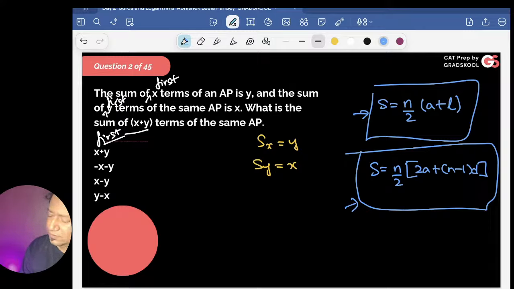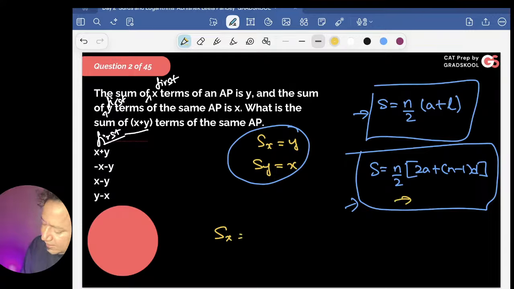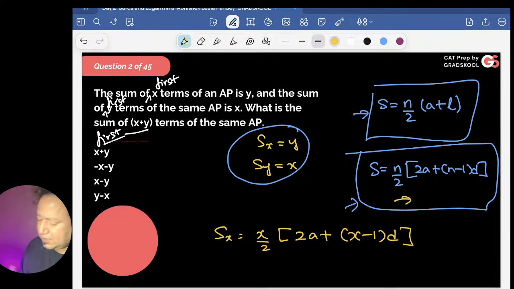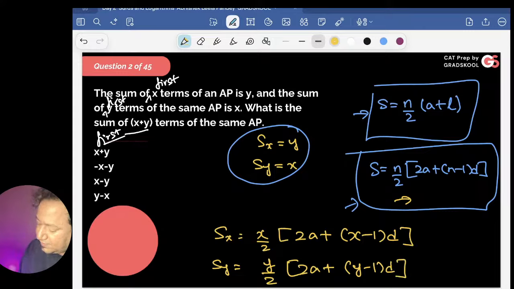So if you guys are doing it like this, once you wrote that, then try to expand it. The sum of x terms must be by this formula. If I write n, what is n? n by 2, so x by 2 times 2a plus x minus 1 times d. Now we don't know the common difference, we don't need it, nor the first term. And the value of Sy must be y by 2, and then 2a plus y minus 1 times d. And this is given to us as sum of x terms given as y, and this is given as x. So probably we can do something over here.